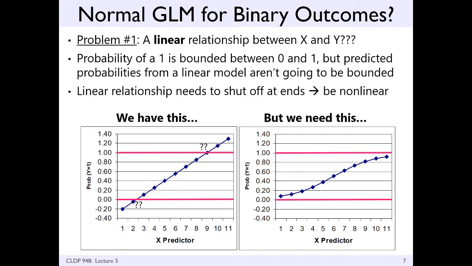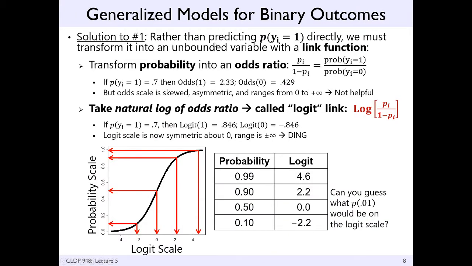That can't be right. What we need is to make the model understand that the slope has to kind of shut off. It has to asymptote at both ends so that it knows that it can't predict anything above a 1 and can't predict anything below a 0. A link function is how this squishiness happens. So here's how we fix it.